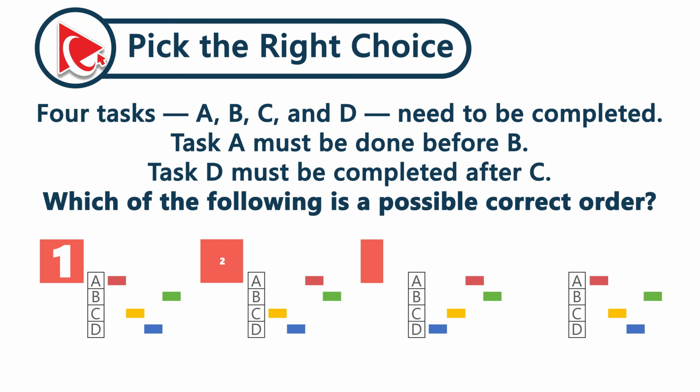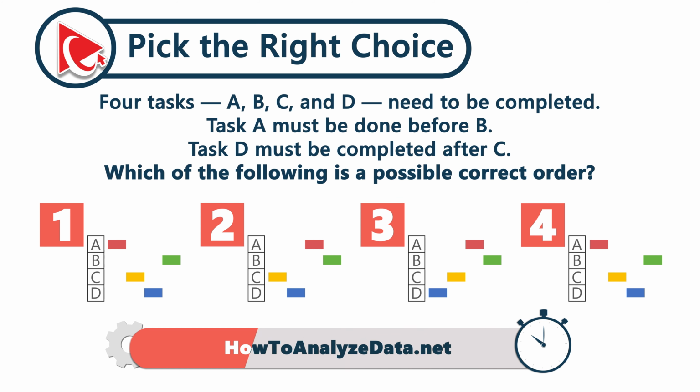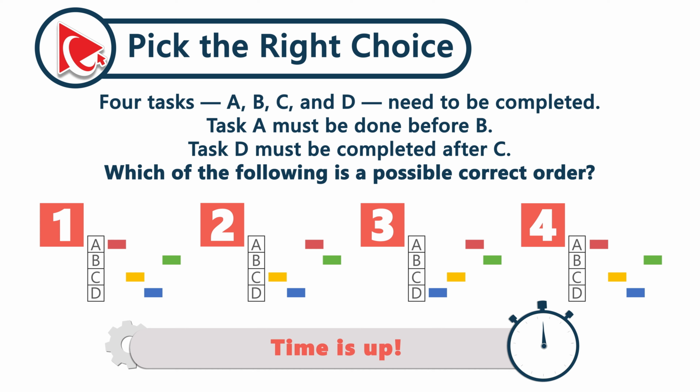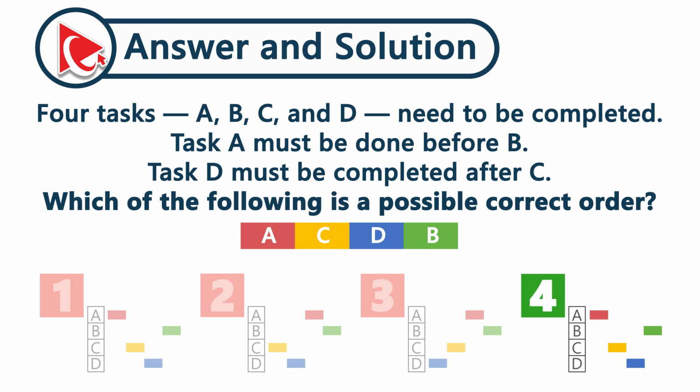4 tasks A, B, C, and D need to be completed. Task A must be done before B. Task D must be completed after C. Which one is the possible correct order? 1, 2, 3, or 4? The correct order is A, C, D, B. A comes before B and C comes before D.